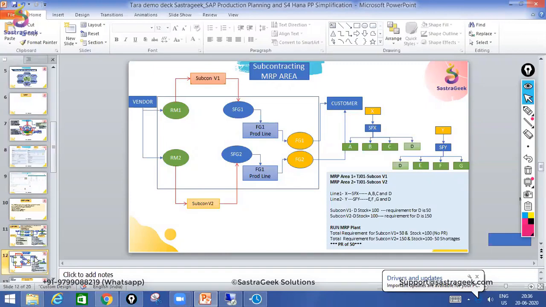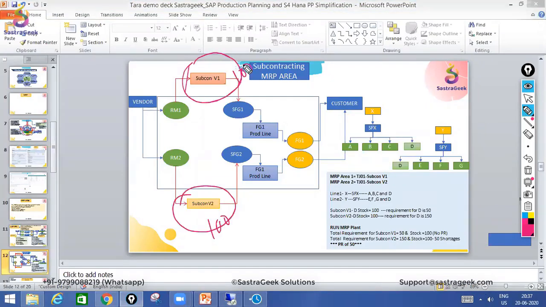If you have created two separate MRP areas, then system will say, okay, at this subcontractor, 100 stock is available, requirement is 50, no need to do anything. At subcontractor V2, 150 stock is available and we need to send 50 more. You got the answer?